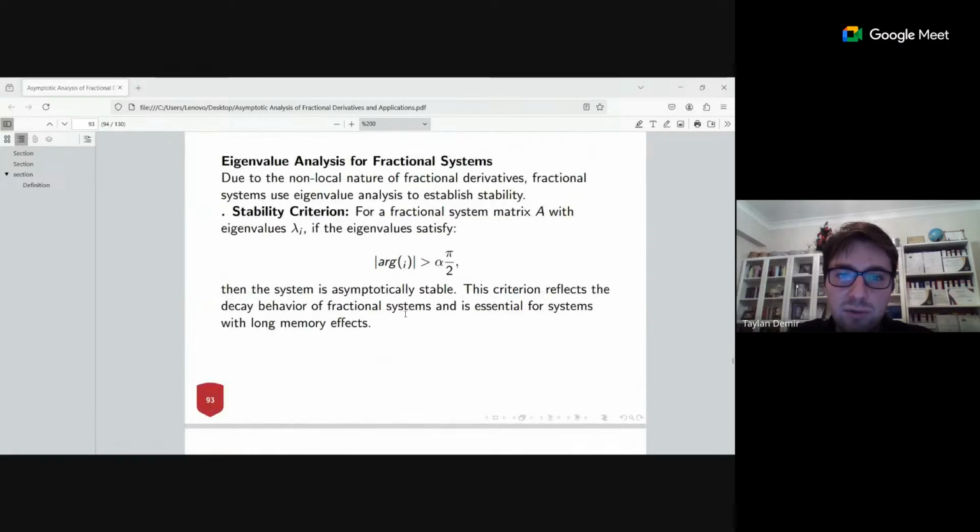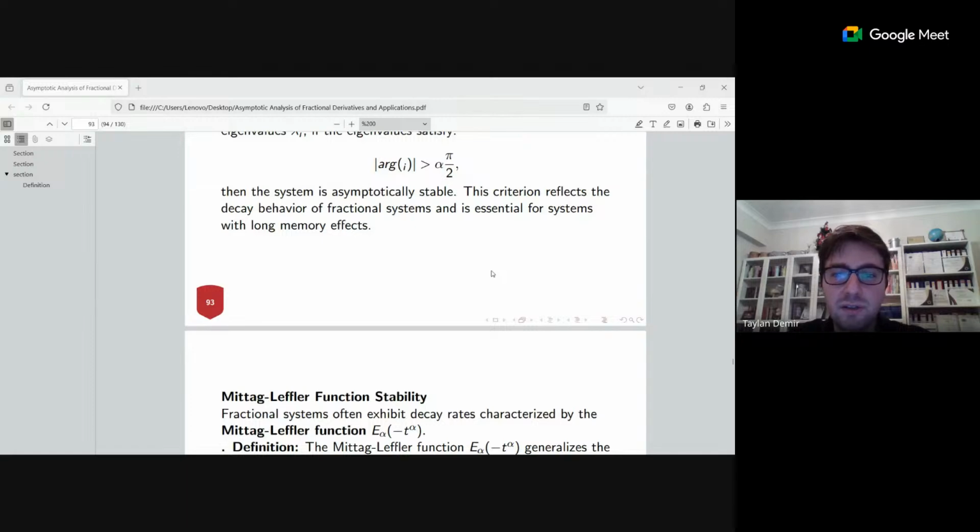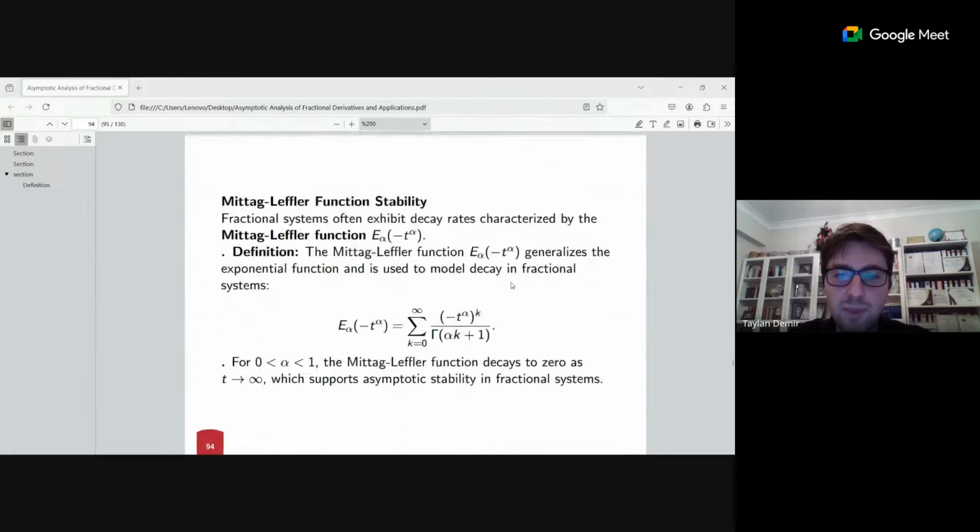Eigenvalue analysis of fractional systems is another topic in this presentation. Due to the non-local nature of fractional derivatives, fractional systems use eigenvalue analysis to establish stability. In the stability criterion, for a fractional system matrix A with eigenvalues lambda sub i, the absolute value of arg lambda i greater than alpha pi over 2. If this condition is satisfied, our system is asymptotically stable. This criterion reflects the decay behavior of fractional systems and is essential for systems with long memory effects.